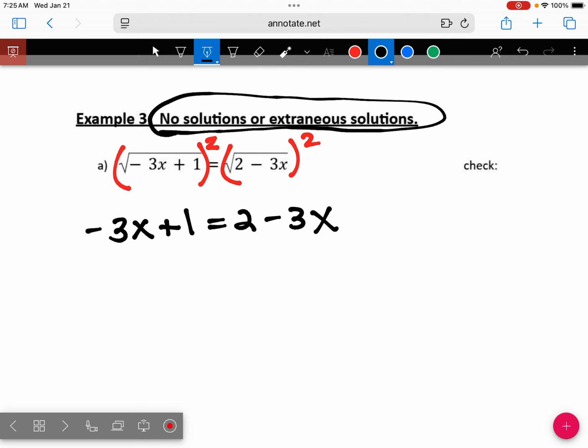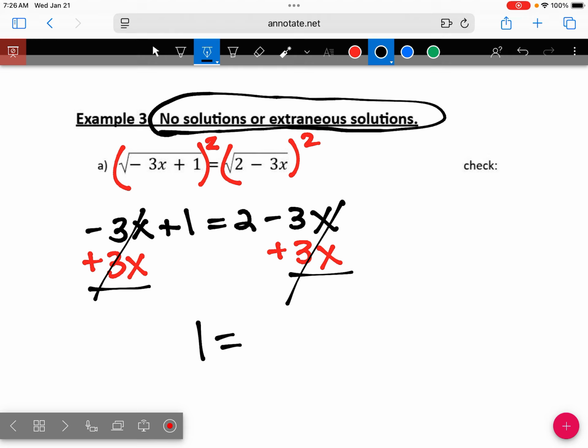All right, so when I add the 3x to both sides, what happens to the x on both sides? Yeah. So I'm left with 1 equals 2. Is that true? Does 1 equal 2? No. So this is not true, so this has no solution. That's your first example of a no solution.